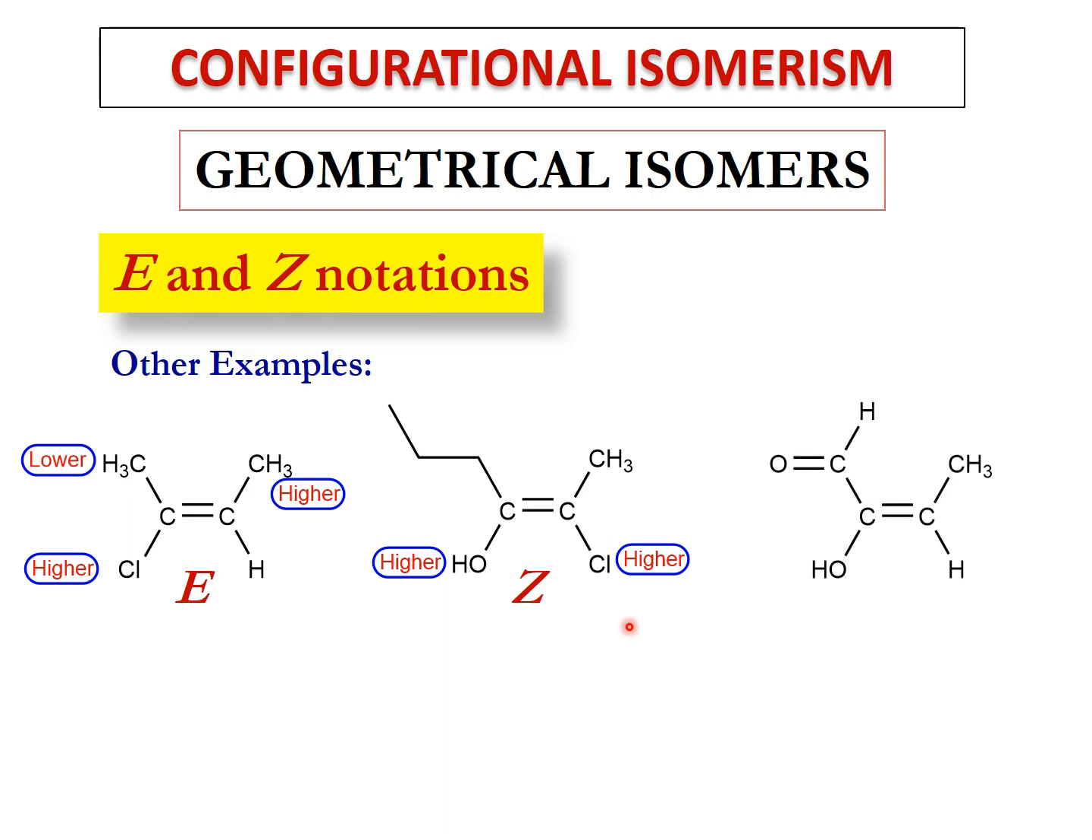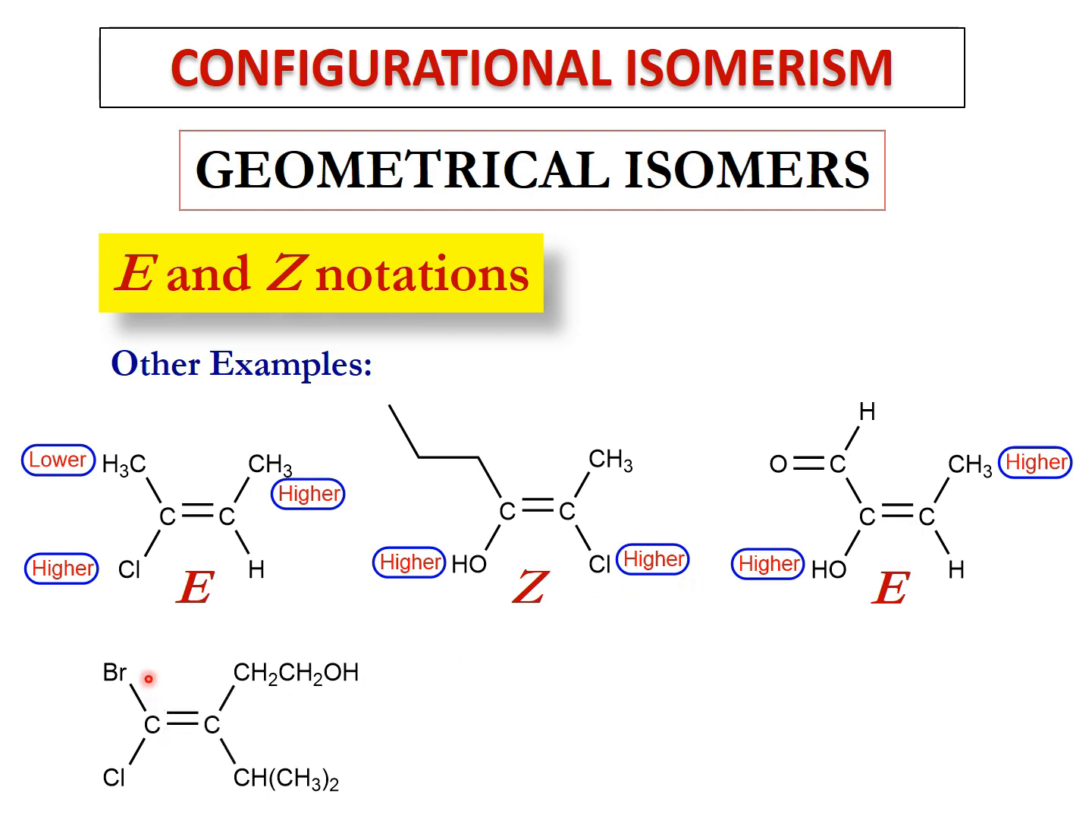Now in this molecule, we have a carbonyl group again and an OH group. So you just see the first atom, which is a carbon here and an oxygen here. So oxygen will have a higher priority, and on the right hand side, comparing carbon and hydrogen, carbon will have a higher priority. And now you see the higher priority groups are on opposite sides. So this is E isomer.